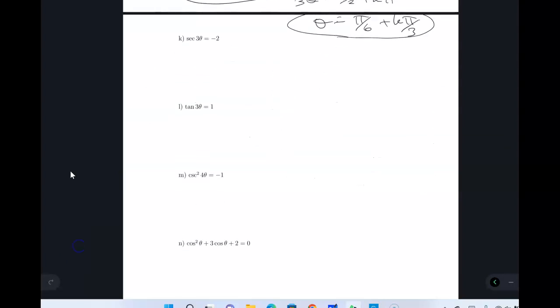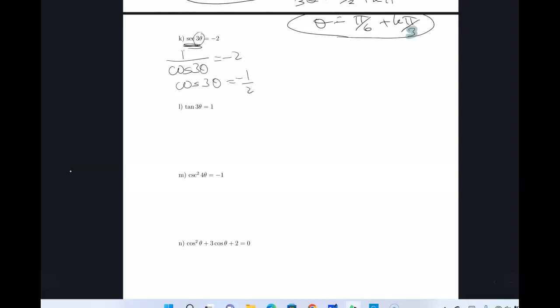All right, secant. I don't like dealing with secants. I like sines and cosines. So let's change this to cosine. Again, the angle goes along with it. So it's 1 over cosine of 3 theta is negative 2. Let's cross multiply. That's the same as saying cosine of 3 theta is negative 1/2.